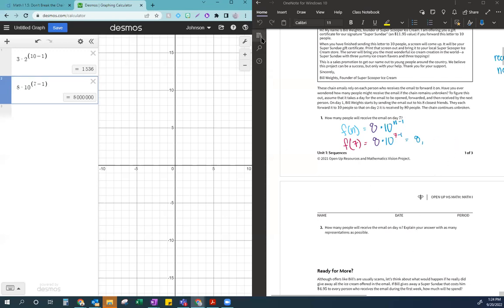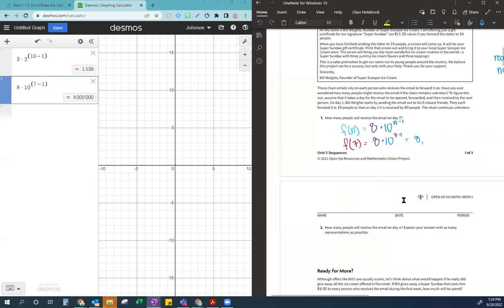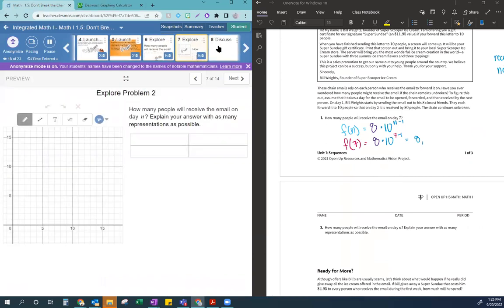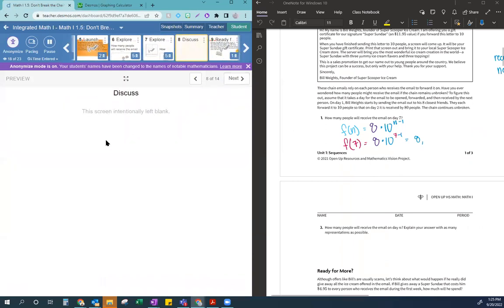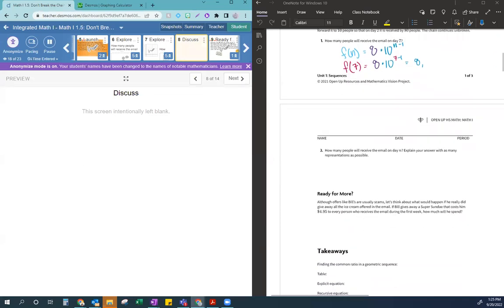So as soon as this loads, let me get that to sync. Okay, so here it says how many people will receive it on day N. Look, we already answered that question. It's up here. So let me pull this down here. That's done. So now you have this one done and this one done. And then the big thing here that we want to talk about. So I'm going to pause and then I'm going to go for ready for more, and then we'll be done.